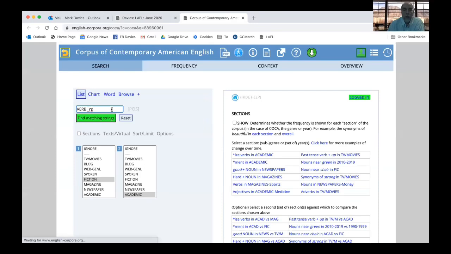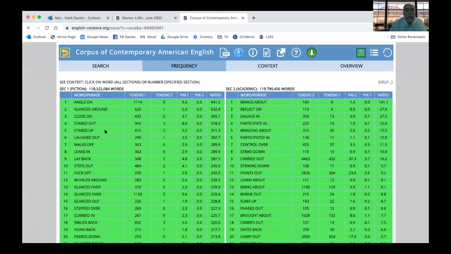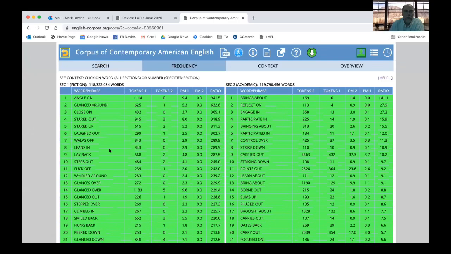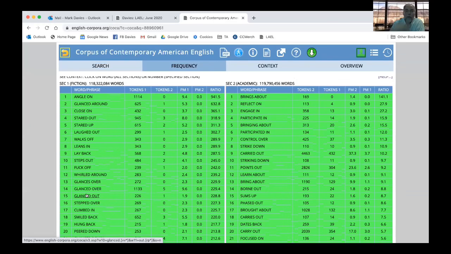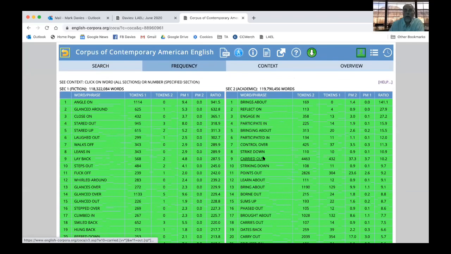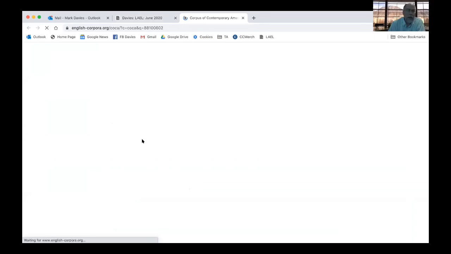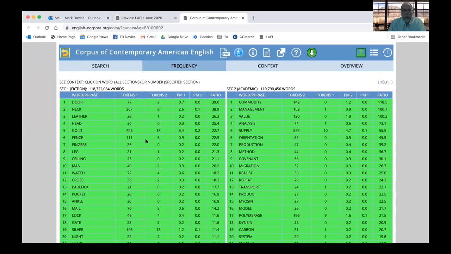So here we're looking at phrasal verbs, okay? And so it's looking at all the phrasal verbs in fiction, then all the phrasal verbs in academic, in the billion words of text. And these are the phrasal verbs that are much more common in fiction. And notice a lot of movement, obviously a lot of informal stuff, compared to the phrasal verbs in academic, which are talking about argumentation and how processes are carried out and that type of thing. So if you want to compare one genre to another genre, what occurs here but doesn't occur here, you can do that really easily. So that's syntactic variation between genres.